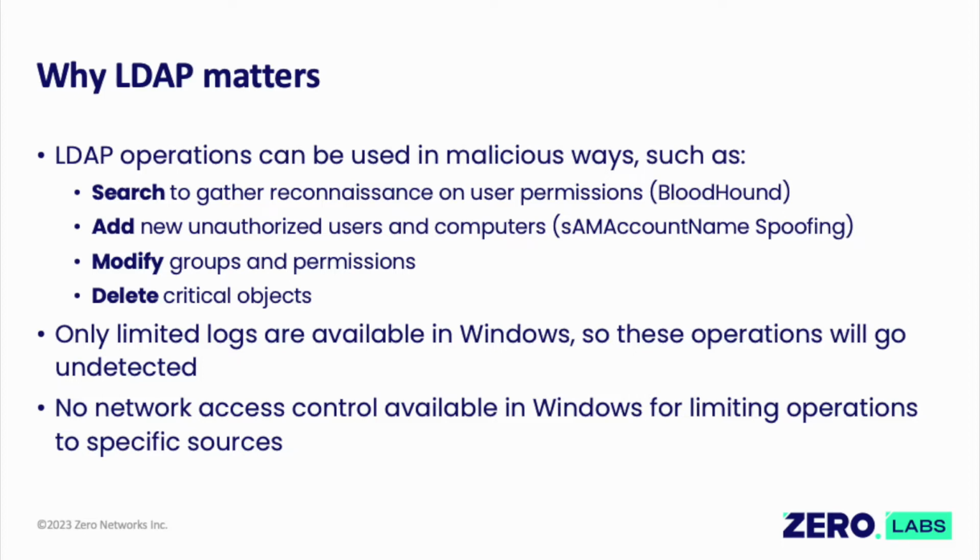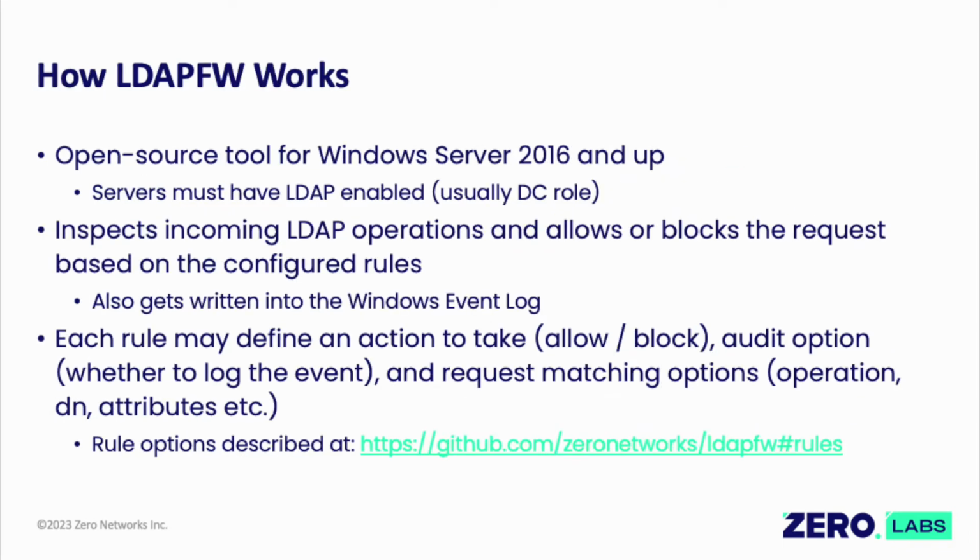The main issue with LDAP on Windows is that there is no easy way to audit or control it. Only limited logs are available, and you are forced to leave the entire protocol open. LDAP Firewall was created to let you take control over your LDAP servers. It is an open source tool for Windows that enables admins to configure rules for limiting access to the Active Directory schema and auditing incoming LDAP requests.